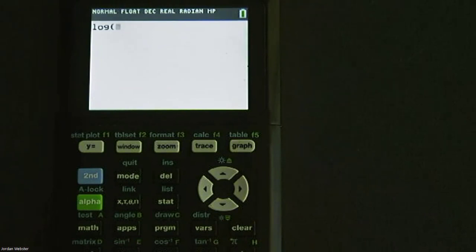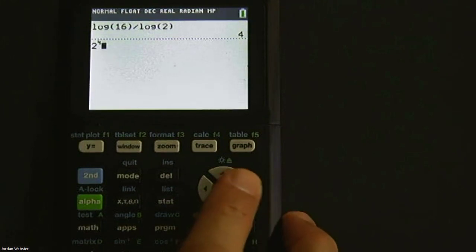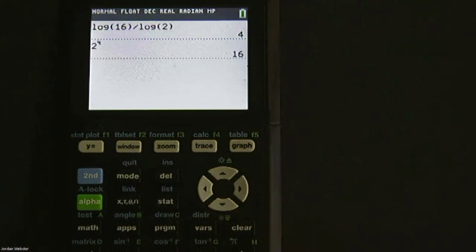I'll use log base 10 first. Log base 10 of 16 divided by log base 10 of 2 becomes 4. And that should make sense because we're asking what exponent do I raise 2 to to get 16? And that's 2 to the 4th is equal to 16. The same thing could have been done using the natural log. We could use natural log of 16 divided by natural log of 2, and sure enough, we get a 4.